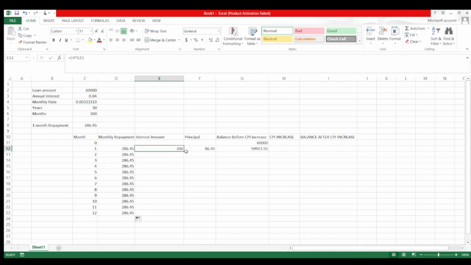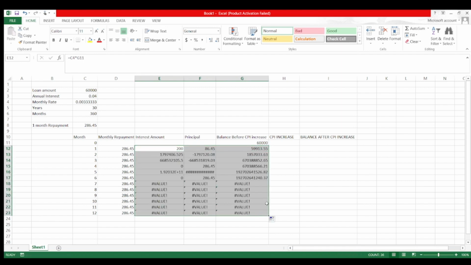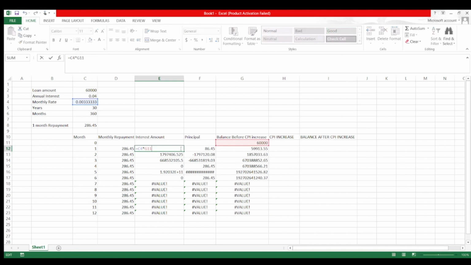The interest formula will still hold. The principal will also be okay. So let's drag this down up to 12. There seems to be a mistake here. Another thing to note is we should always be careful when dragging these formulas. The mistake here is I didn't lock in this interest.